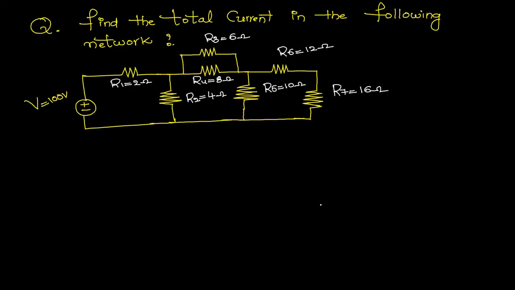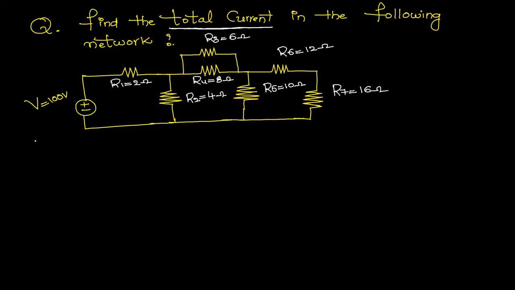Hi friends, in this video we are going to discuss this particular problem. The question is, find the value of total current in the following network. This is the network we have, and our target is to find the total current. It means we need to find how much current is flowing in this particular network.